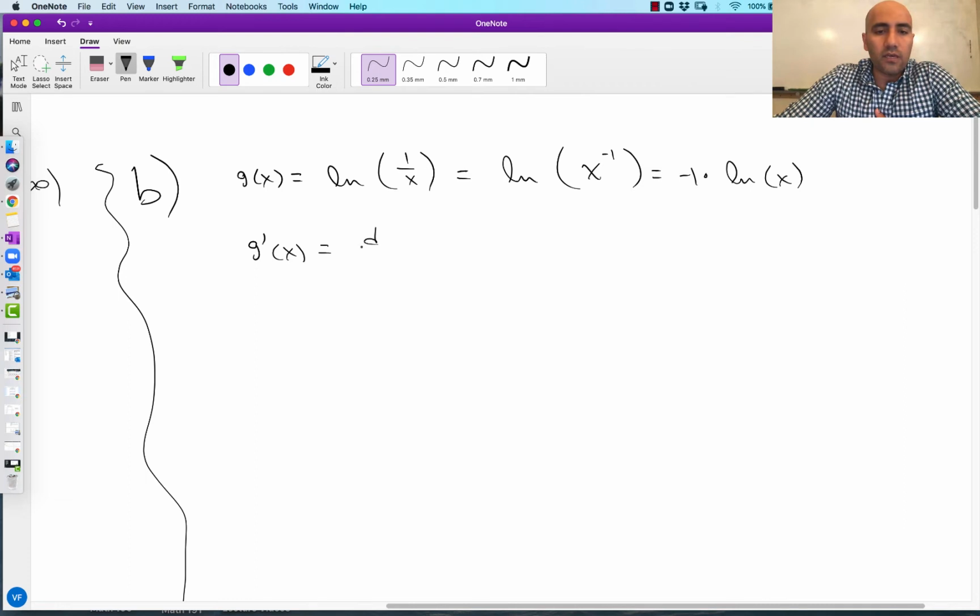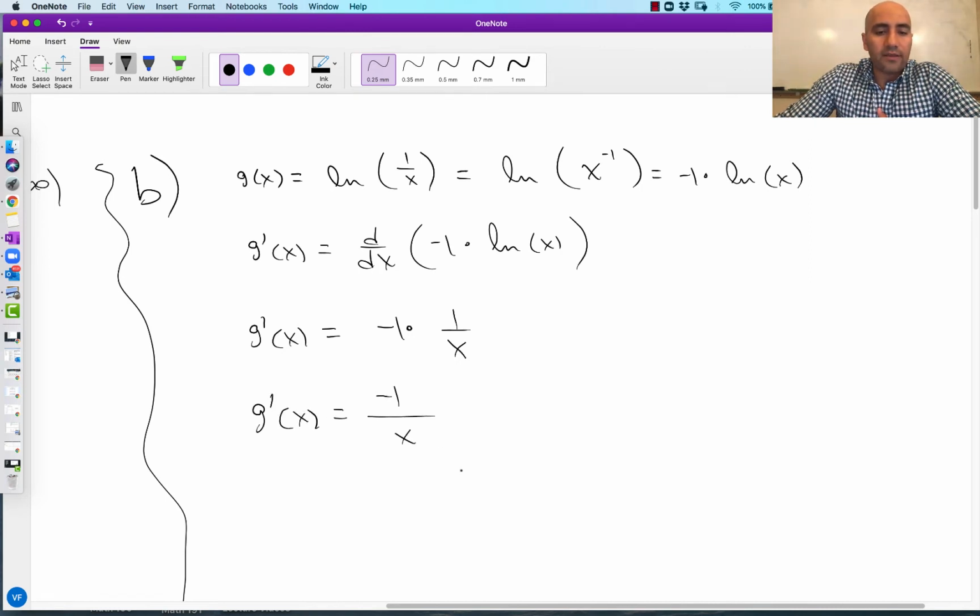And so this is the derivative with respect to x of negative 1 times ln x, which we can rewrite as the first derivative equals negative 1 times 1 over x, or just negative 1 over x. G prime is equal to negative 1 over x.